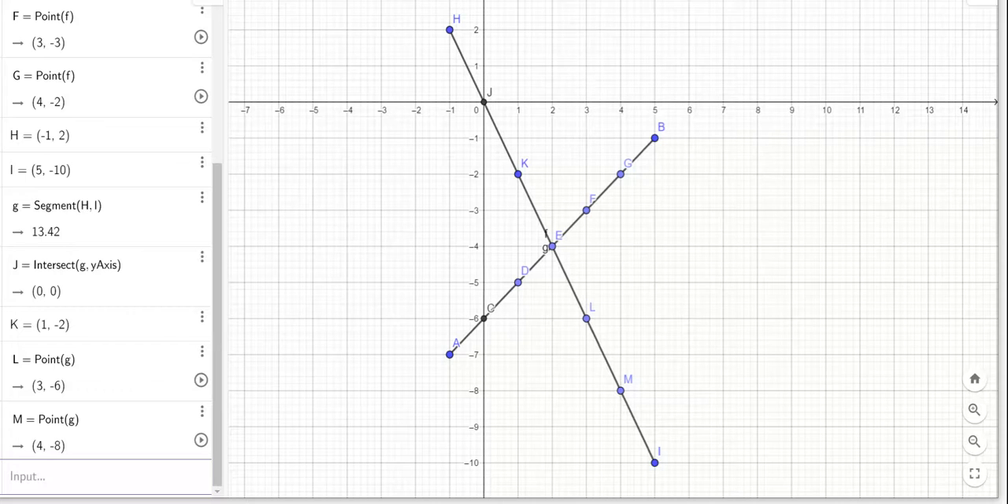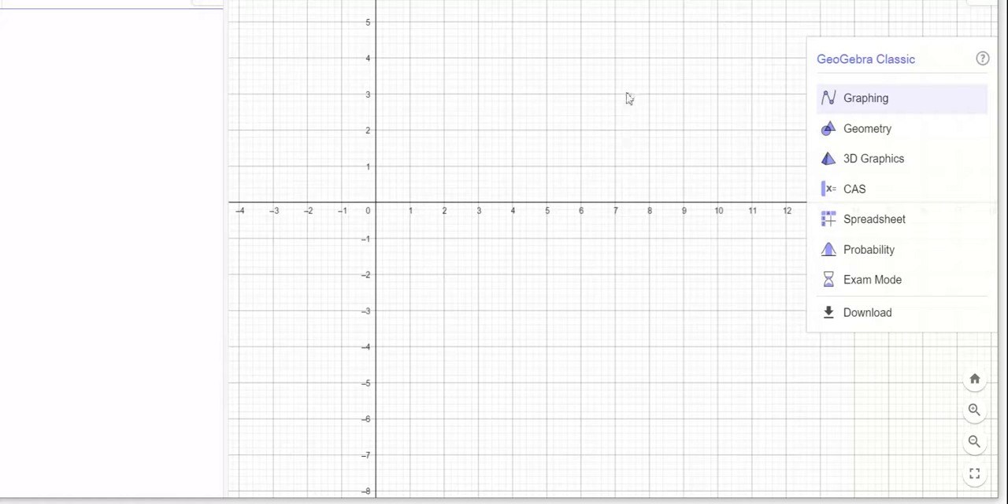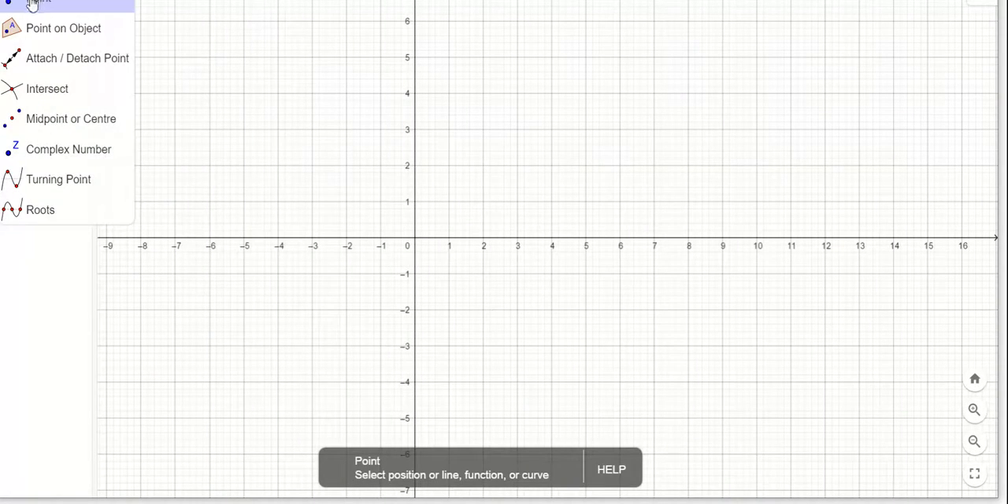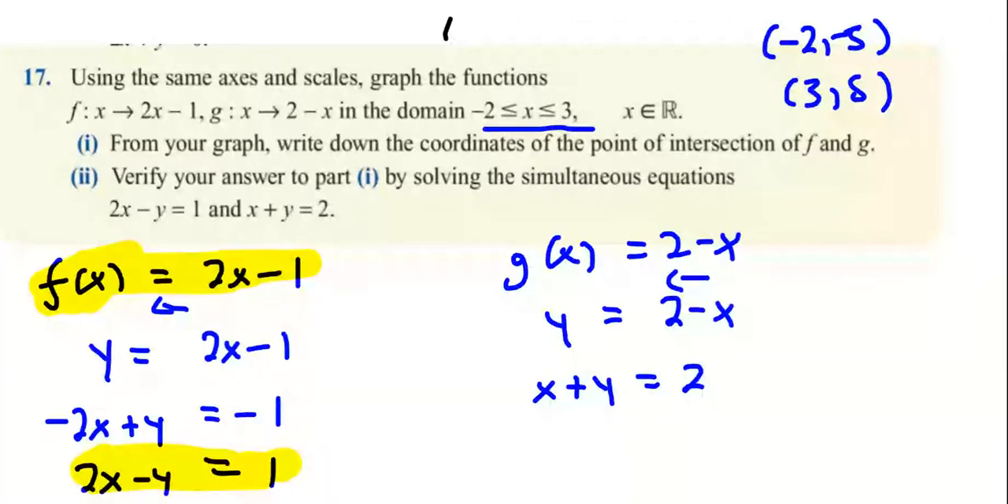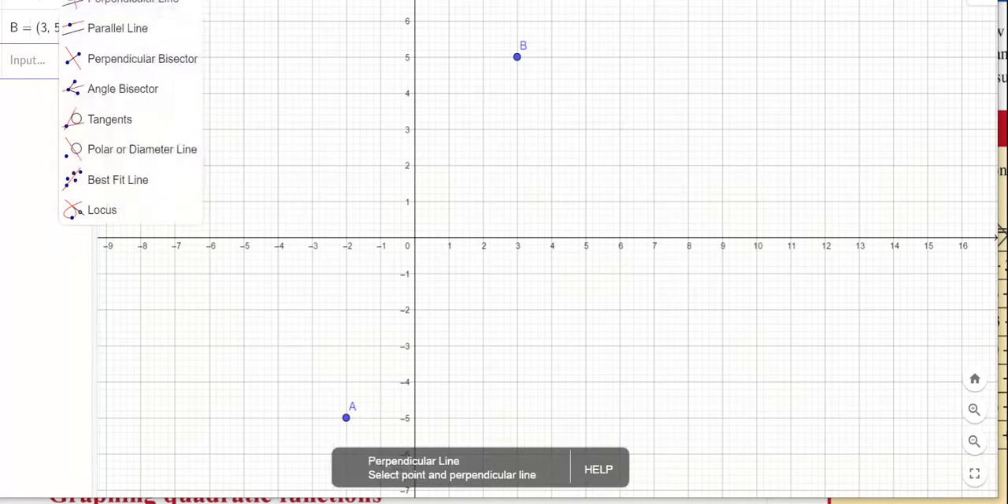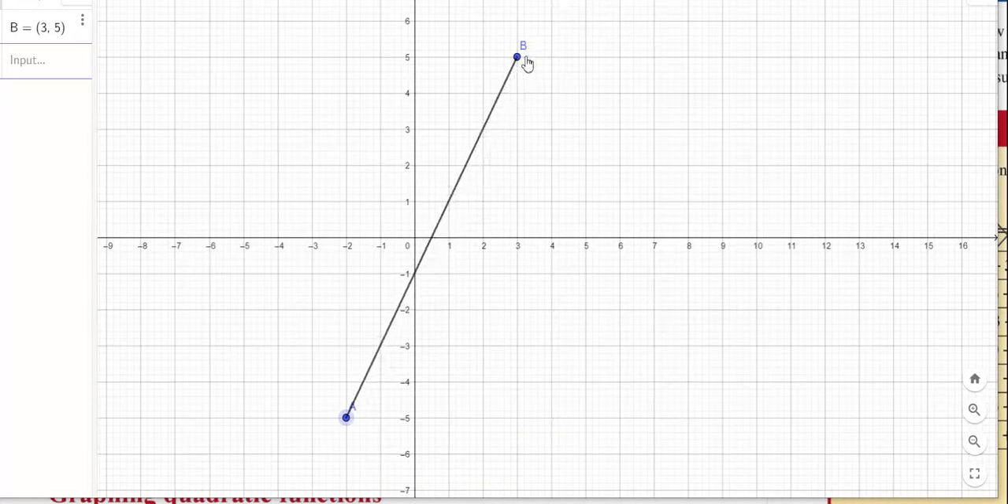So let's see if we can get a new one. So let's go from -2, -5, which is here. Let's go for 3, 5, which is up here. Just check out my numbers, -2, -5, and 3, 5. That's perfect. This is this line here. Here to here, no bother. There's your first line done. You can dot them in if you want.